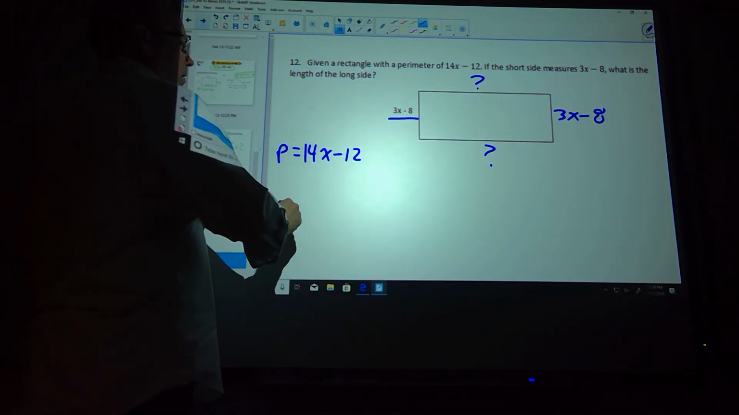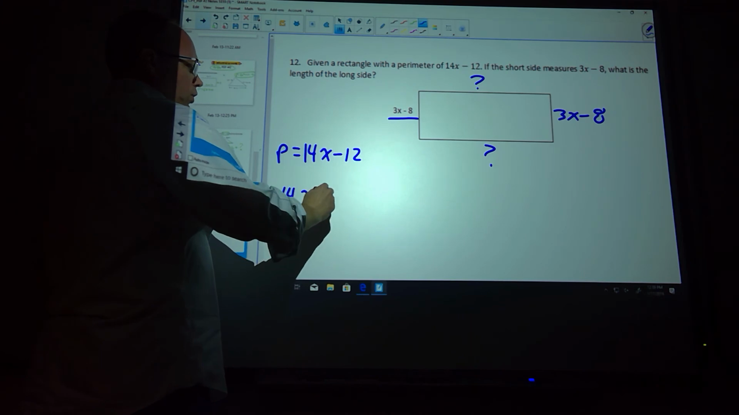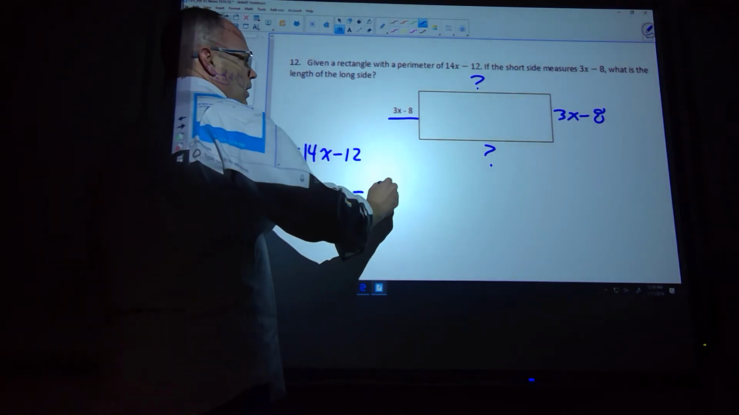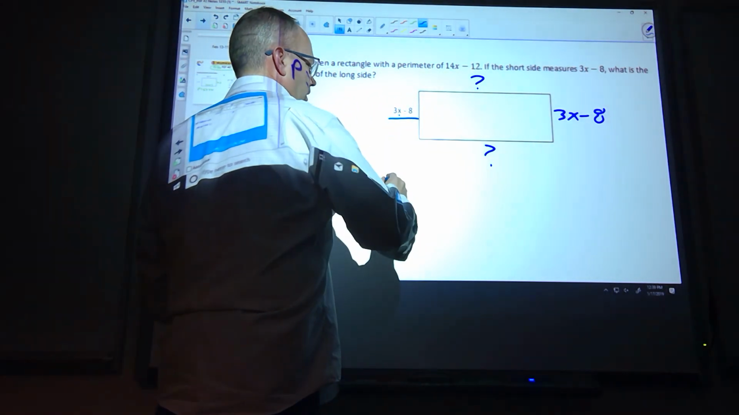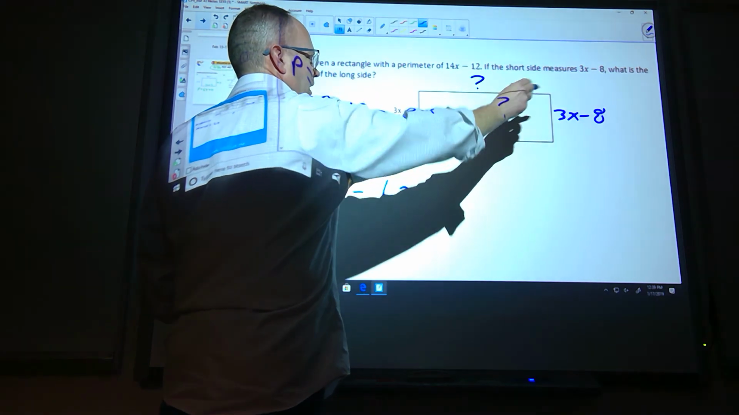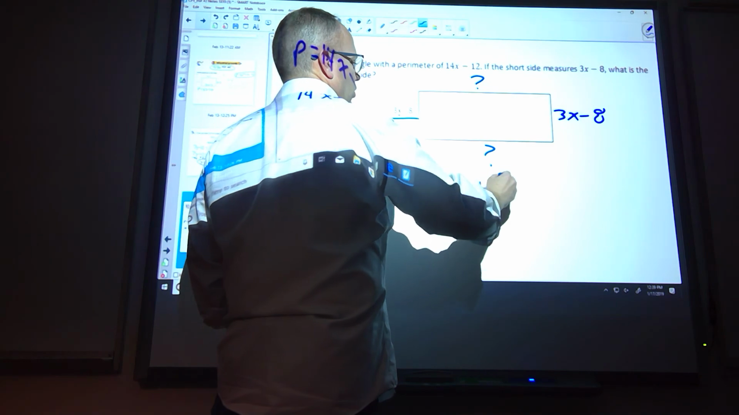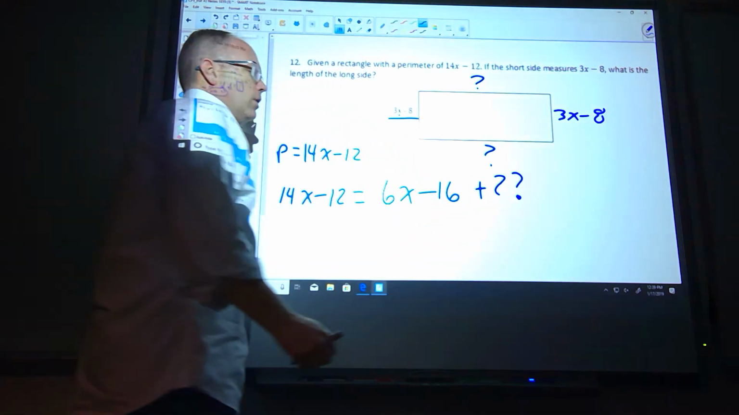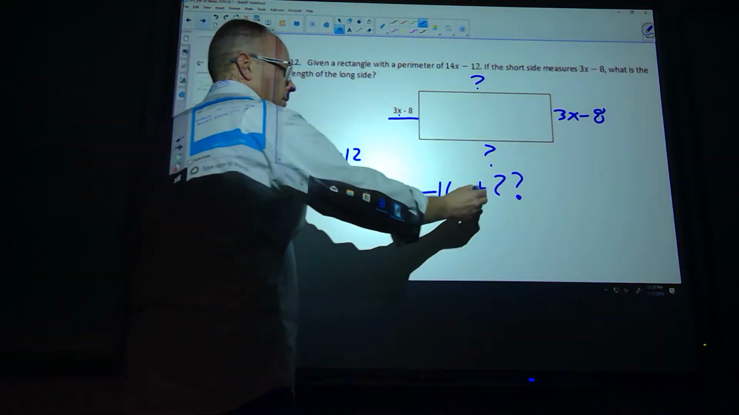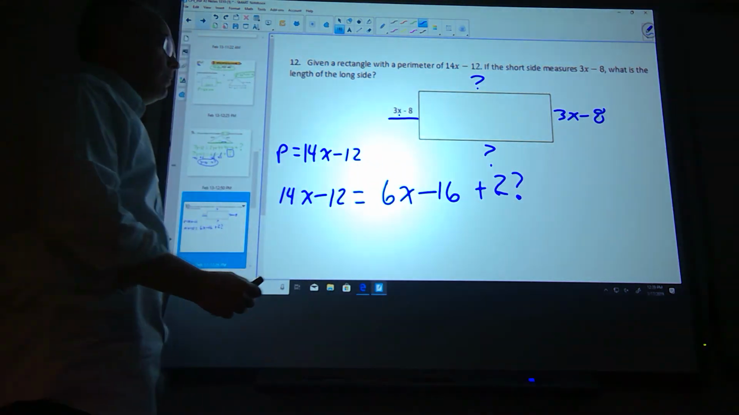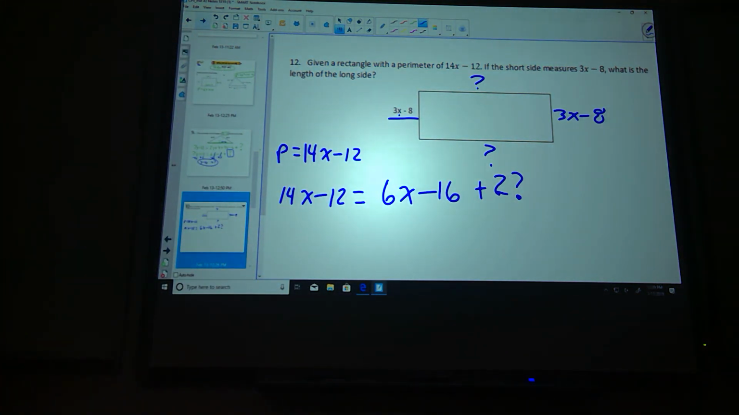Okay, so this means that if I were to take 14x minus 12 is equal to 3x plus 3x, that's 6x. Negative 8 and negative 8 is negative 16. And then plus 2 of these question marks. Okay? 2 of the question marks. Does that seem okay so far? All right, so I want to try and get the question mark all by itself.